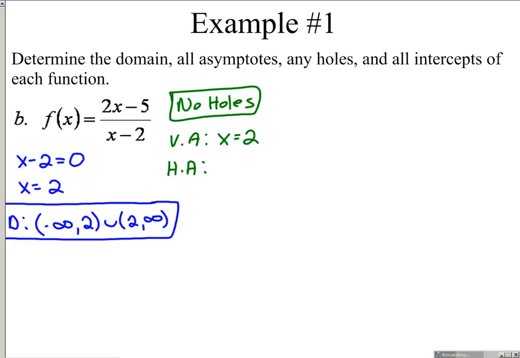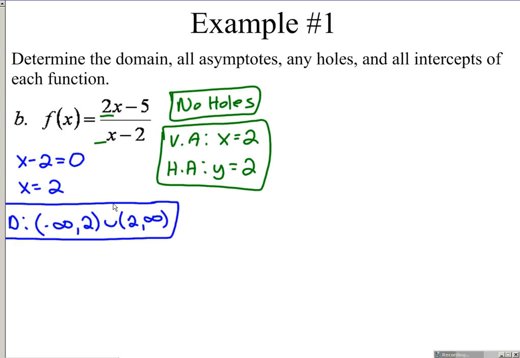Horizontal asymptote. This time we have a degree 1 polynomial over a degree 1 polynomial. The degrees are equal. When the numerator is of equal degree to the denominator, we look at the ratio of lead coefficients. 2 over 1, that is where our horizontal asymptote is going to be, at y equals 2.